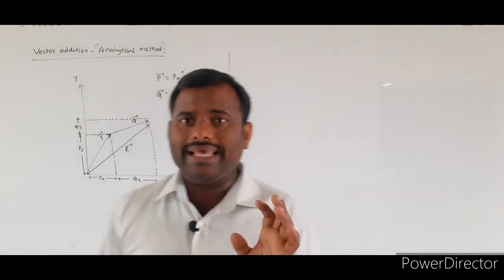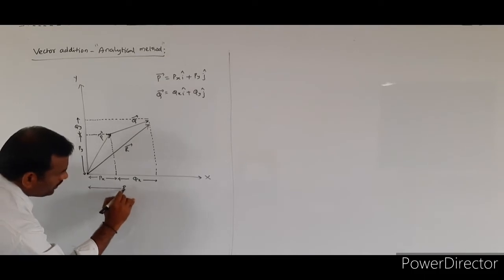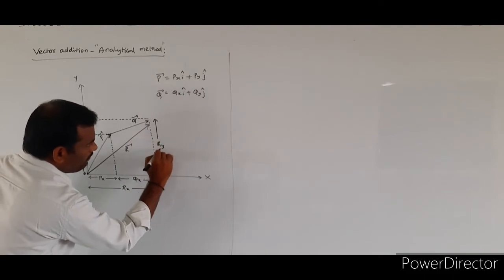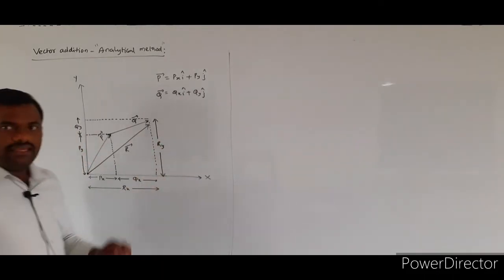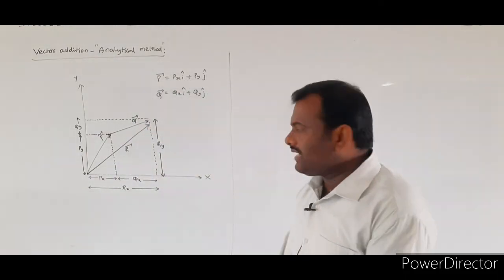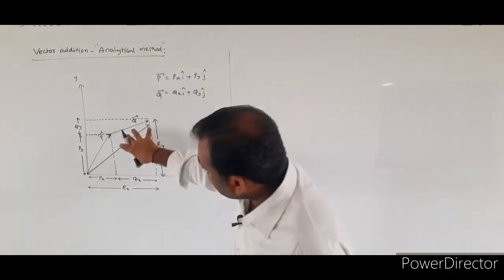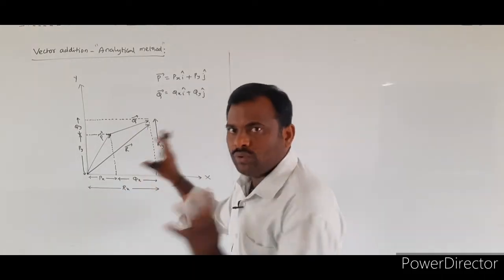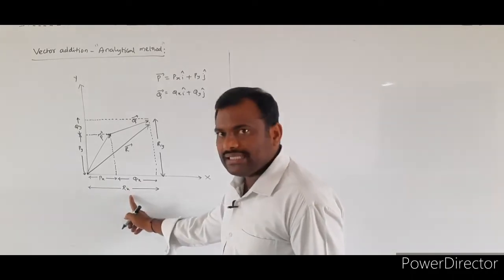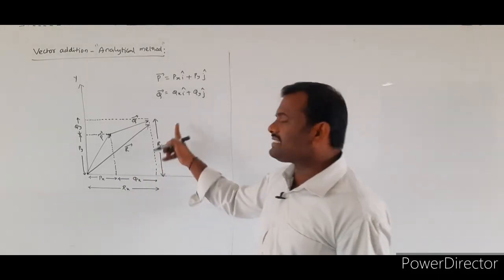If R bar is also placed in the xy plane, this R bar vector is also to be resolved into the x component as well as y component. Once again, see here. If vectors P bar and Q bar are added vectorially, you will get one resultant vector. That resultant vector will be represented by R bar. This R bar is also placed in the xy plane only. If any vector is placed in the xy plane, it will be resolved into its x component as well as y component.